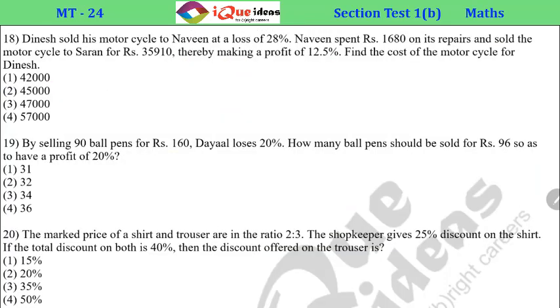Now let's take up this question, question number 18. This is a very interesting, very tricky question. A lot of people make a mistake in this. Dinesh sold his motorcycle to Naveen at a loss of 28%. So let's assume that the cost price for Dinesh is X rupees.